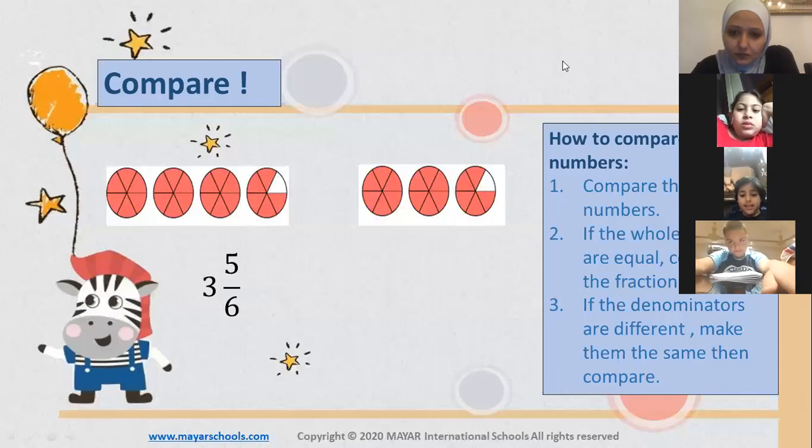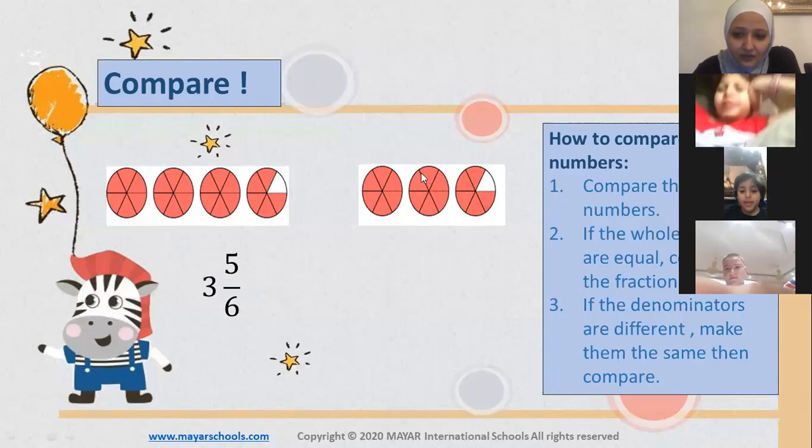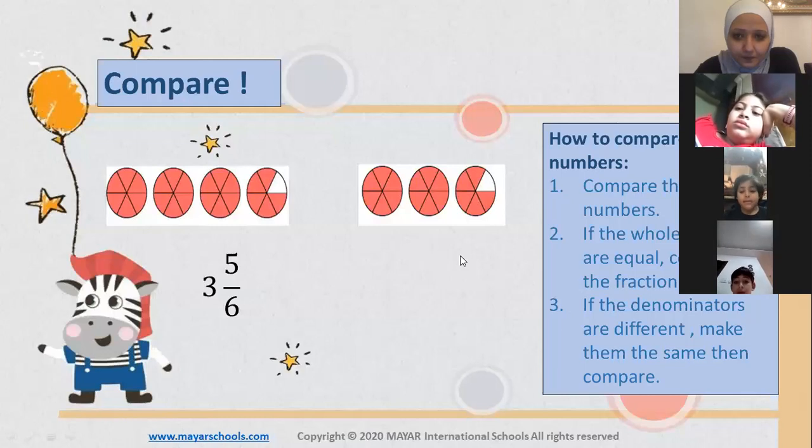1, 2, 3, 4, 5, 6. Look, we have, this is one whole, and this is one whole. So how many wholes do we have? 2 and a half. Not half. Count the shaded here. Count with me. 1, 2, 3, 4, 5. 5 out of what? 5 out of 6.